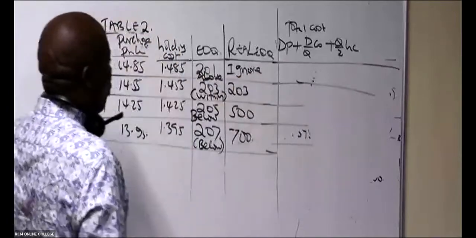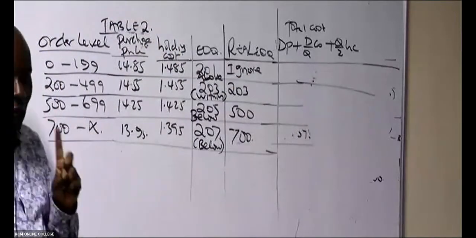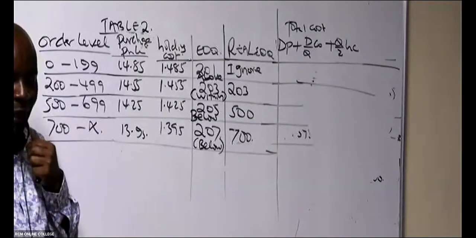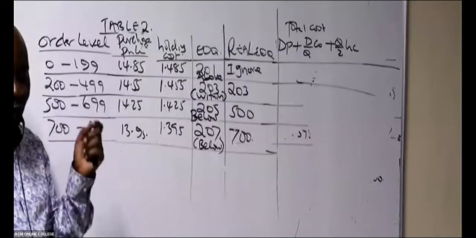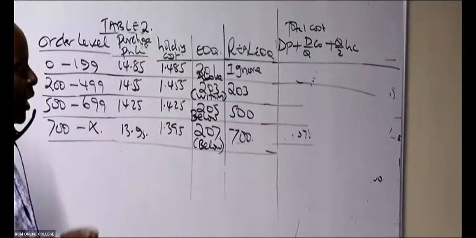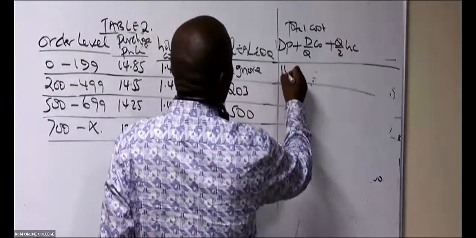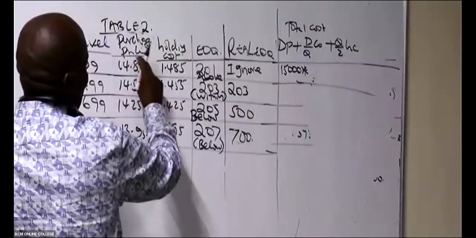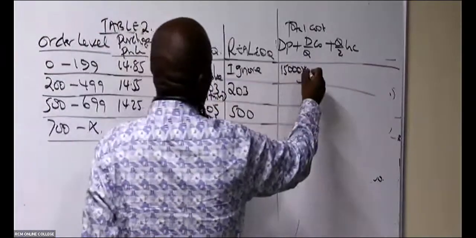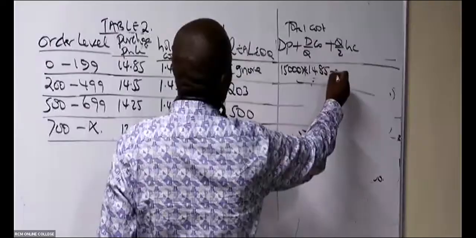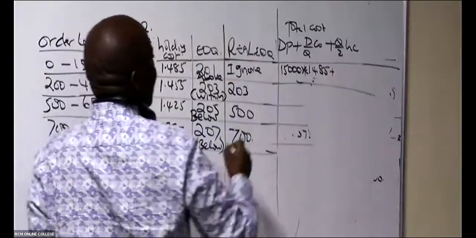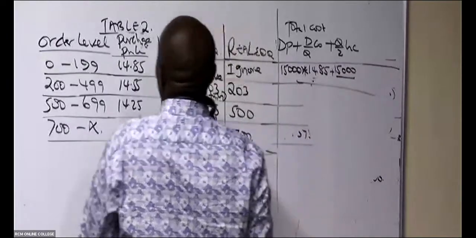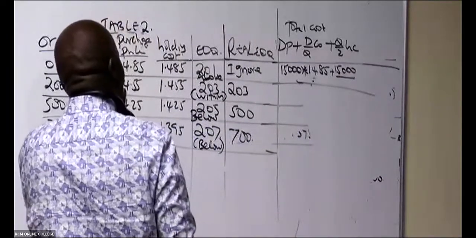The annual demand, all of us, we know what the annual demand is. Are you able to remember that number? Anybody who is able to remember that number, annual demand? It's known in advance and it will always remain constant, 15,000. So I will take 15,000. What is the price for the first range? The purchase price for the first range is 14.85, plus annual demand again, 15,000, all over Q. Q is EOQ.